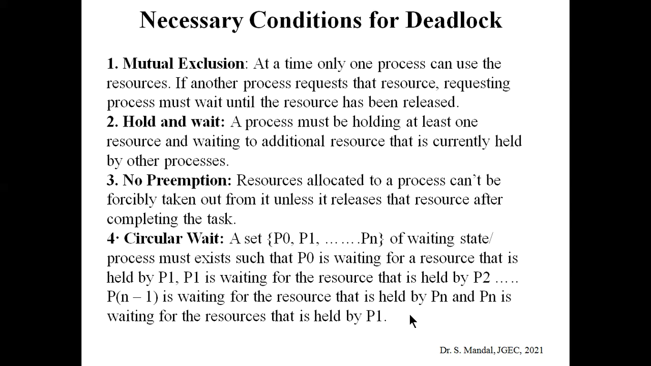That means there should be mutual exclusiveness, resources or processes should be mutually exclusive, and there should be at least one process which is in hold and wait state, and resources should be non-preemptible, and there may be some kind of circular wait state. Okay. So whenever all four conditions are satisfied, that will lead to deadlock.